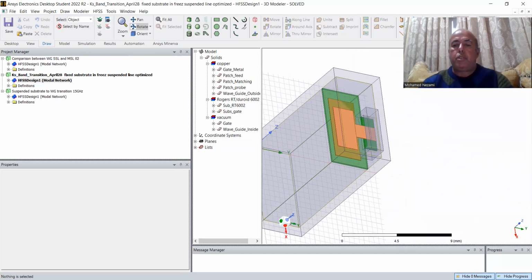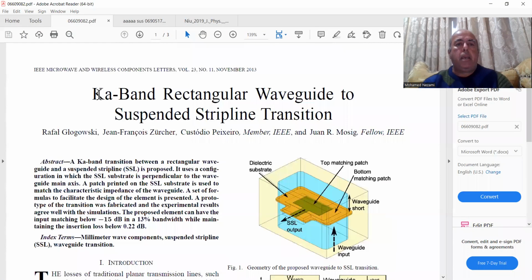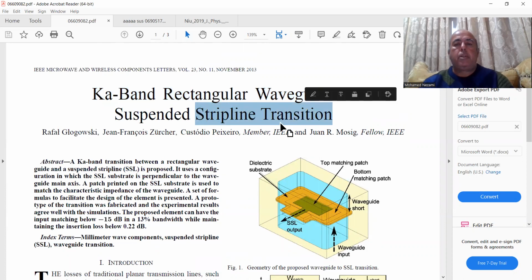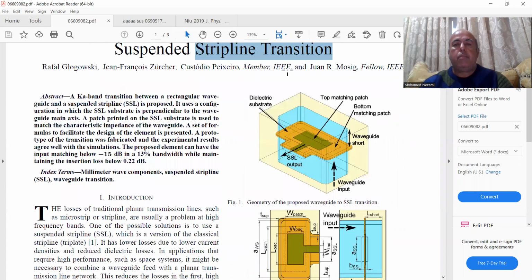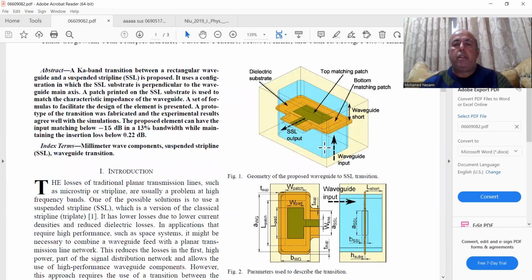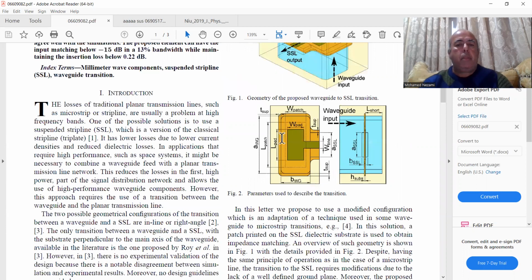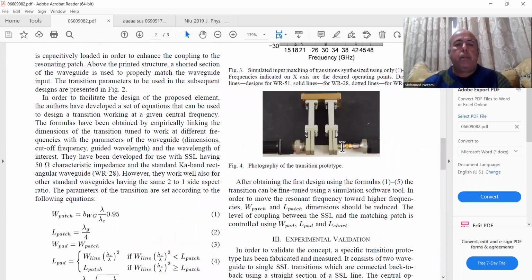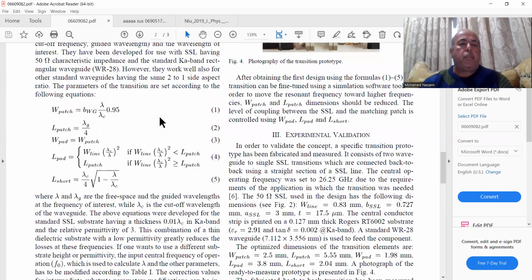So let me show you, for instance, this paper here, a Ka band rectangular waveguide to suspended strip line transition. They do very much the same thing; I modified it just a little bit. They go through the details of this design, and they have fabricated it. One thing they have over here is the design equations, if you would like to try this yourself.